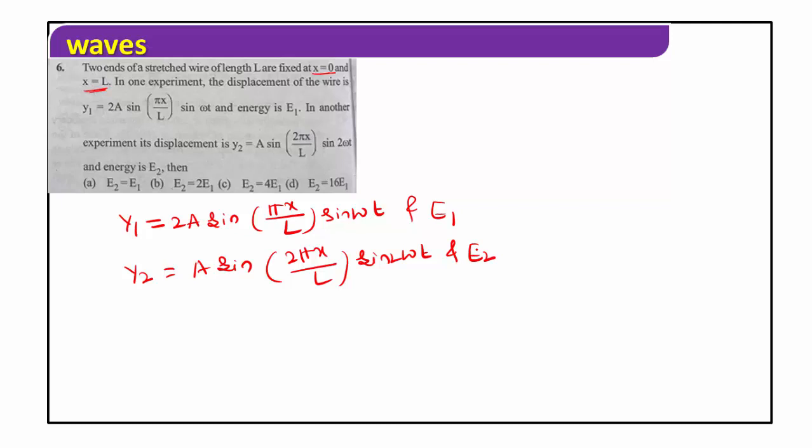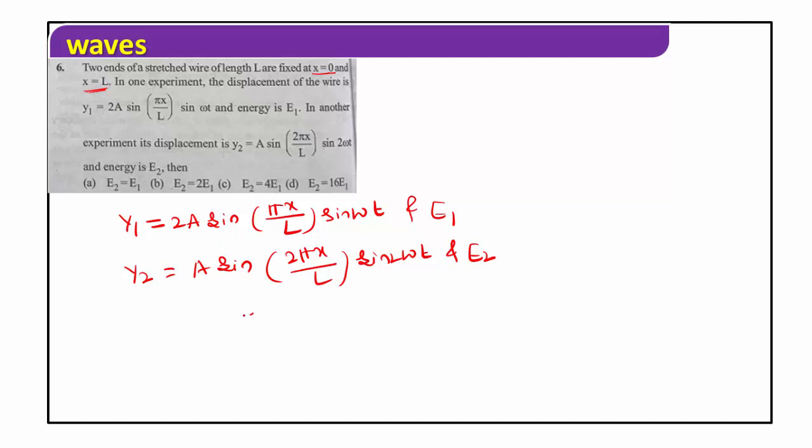Y1 equal to 2a sine phi x divided by L into sine omega t and E1, and y2 equal to a sine 2 phi x divided by L into sine 2 omega t. These are the displacements of the wires, the two ends of a stretched wire of length L fixed at x equal to 0 and x equal to L, and energy E2. What is the ratio? To calculate the ratio value between the two.